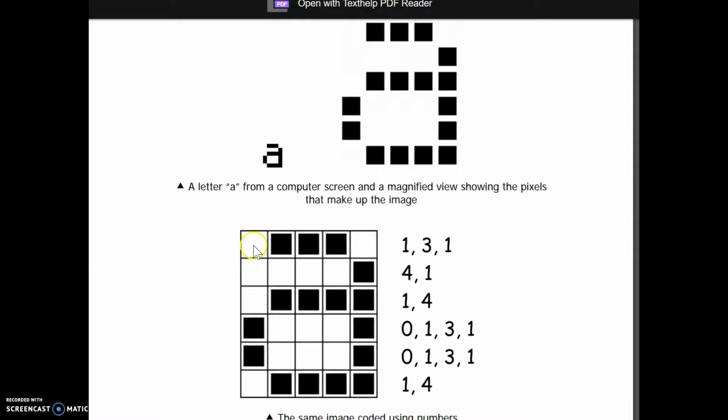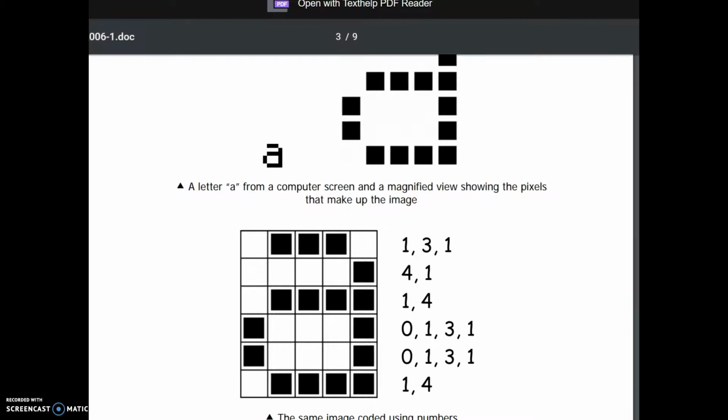Okay, so here we have one blank, 3 that are filled in, and then followed by a blank. Again, 4 blank, and then 1 filled in. This one here is a little bit trickier because we start with the blank ones. If I actually want to start with one that's filled in first, then I put a 0. So I'd have 0 that are blank, I have 1 that is filled in, then 3 that are blank, and then again 1 that is filled in. So now I'm going to show you what this looks like on pencil and paper.